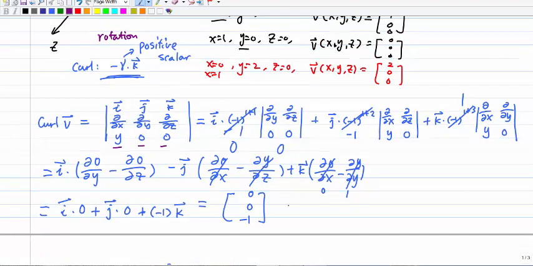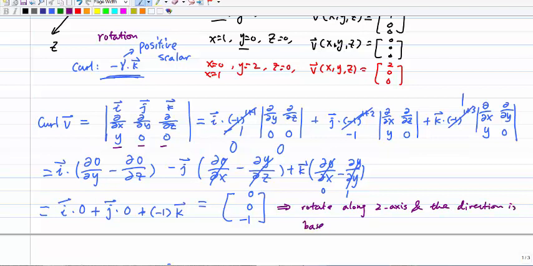So this one means rotate along the z-axis, and the direction is based on the right-hand rule. What it means is, my thumb is here, and these are my other four fingers right here. Here's my drawing, it's not good. So this one represents rotation along this axis. Of course, you could have a negative one if it's pointing the other direction.